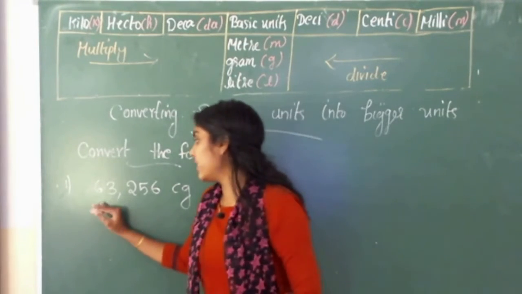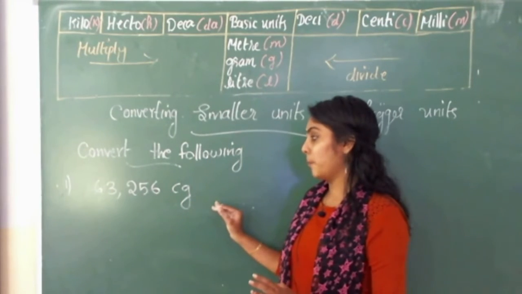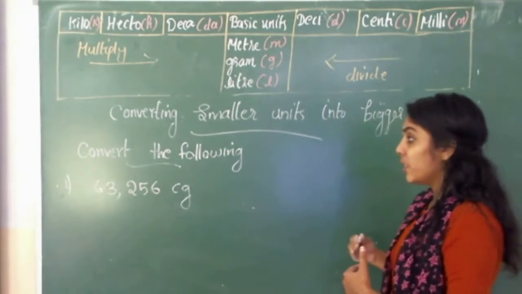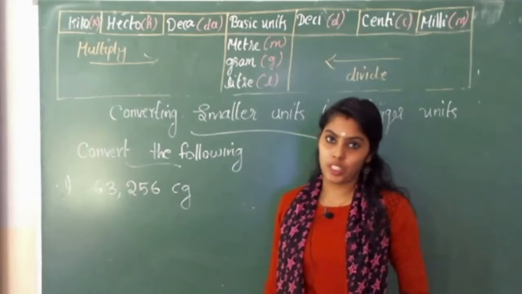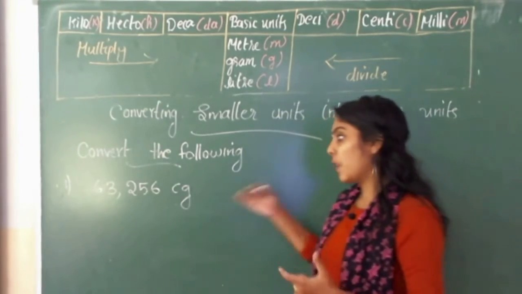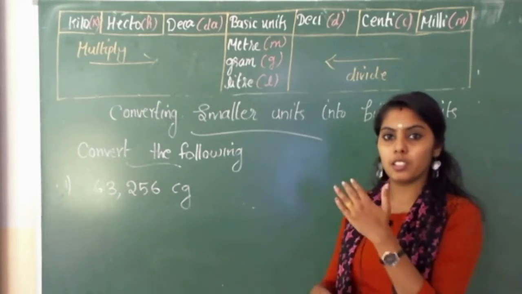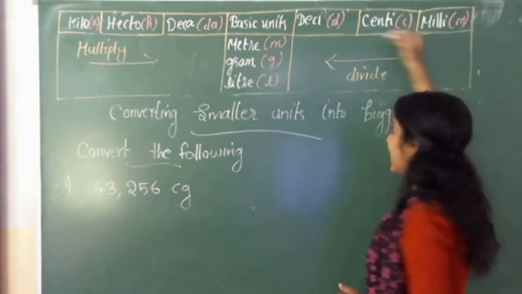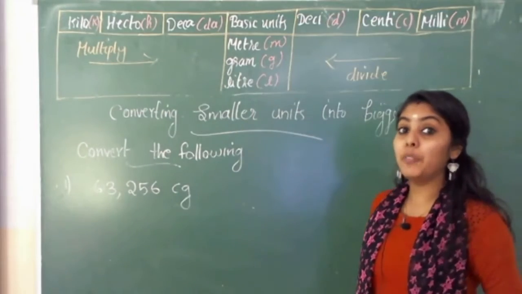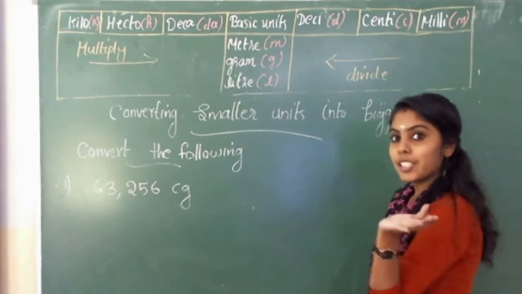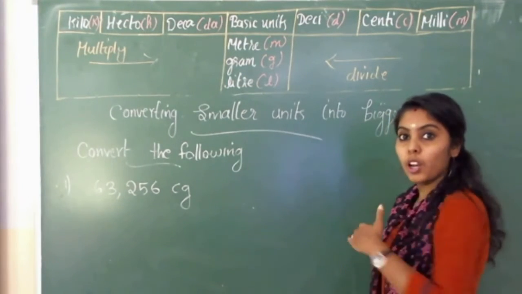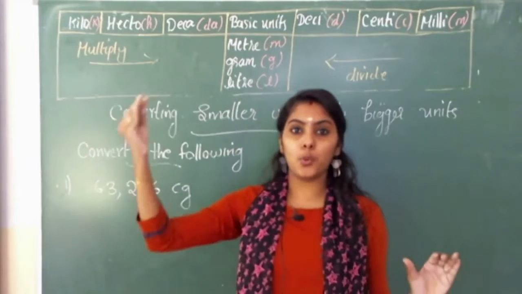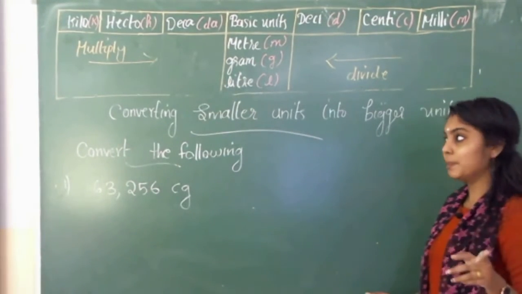So 63,256 centigram. This is a smaller unit. We have to convert this one into some bigger units, just reverse. So you know, from bigger to smaller we will multiply, but from smaller to bigger what will we do? Yes, division. In the last class we were converting from bigger to smaller, we multiplied. But here we are going to convert from smaller to bigger, which means we will divide.